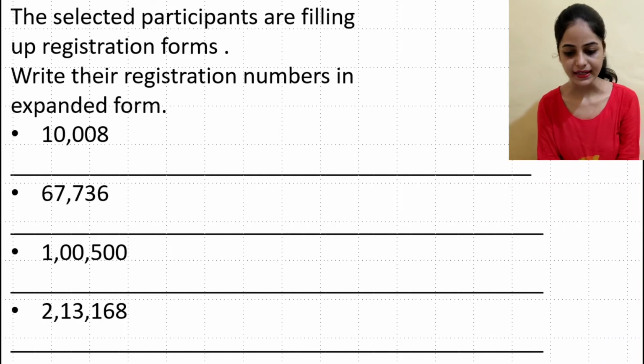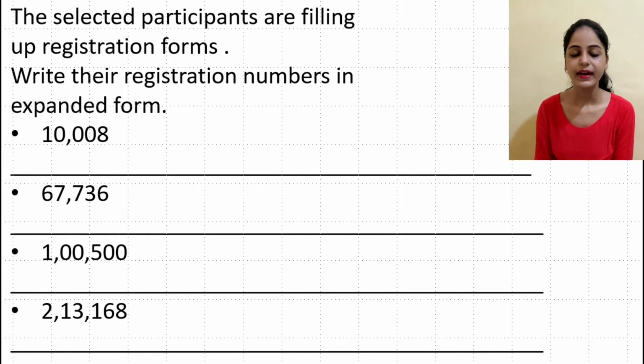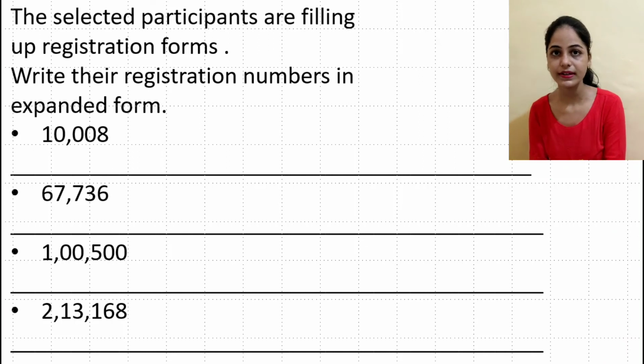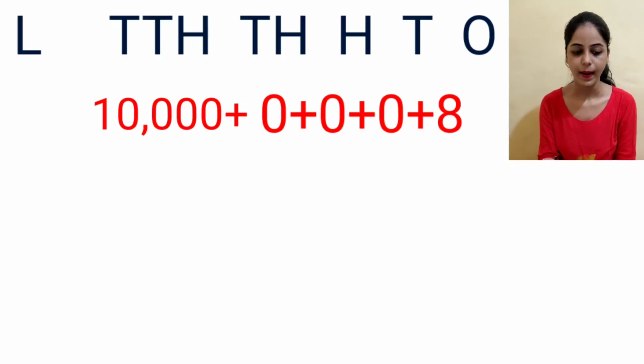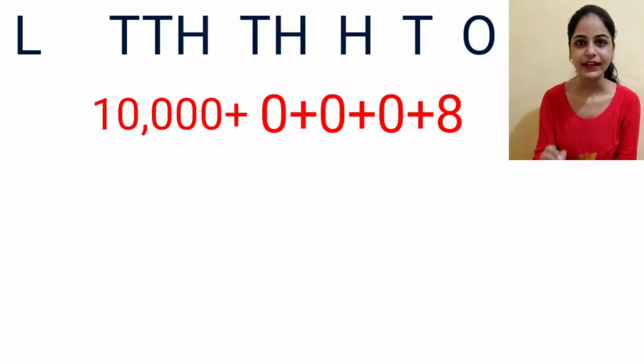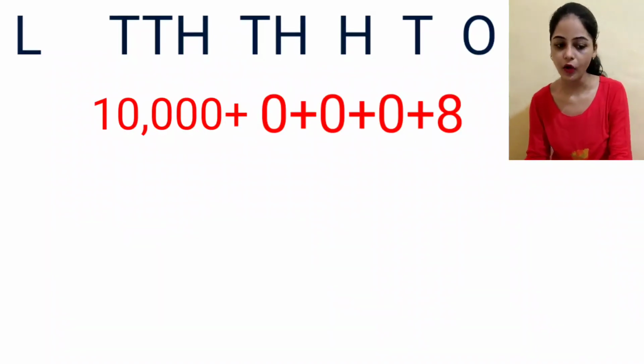Next, the selected participants fill up a registration form. Write the registration number in expanded form. So first is given 10,008. How do we write it in expanded form? It is given in the standard form. We have to convert it into expanded form. So we write 10,000 plus 0 in the 100 place, so we put 0 as it is, plus in the tens place 0 is given, so we write 0 in the tens place, and in the ones place 8 is given. So plus 8. Okay, this is the expanded form.